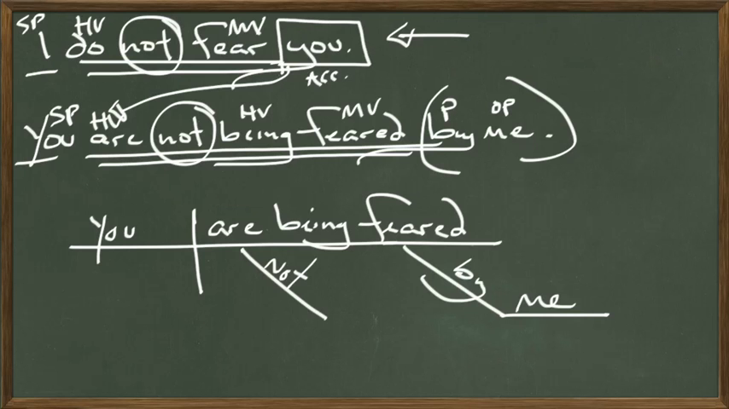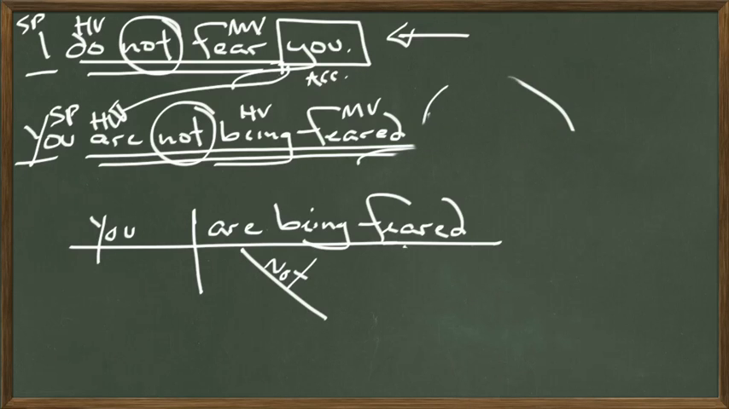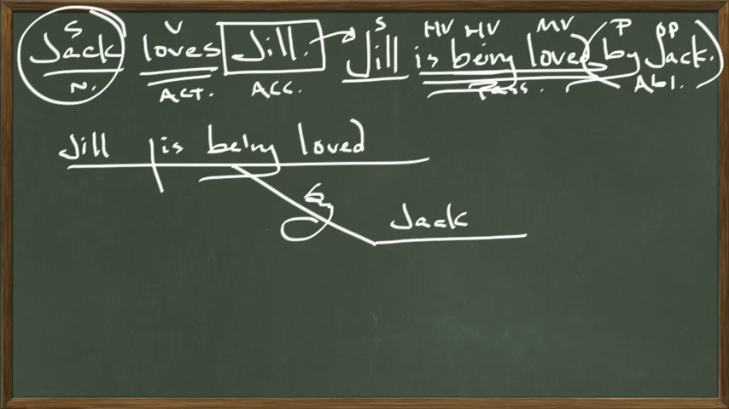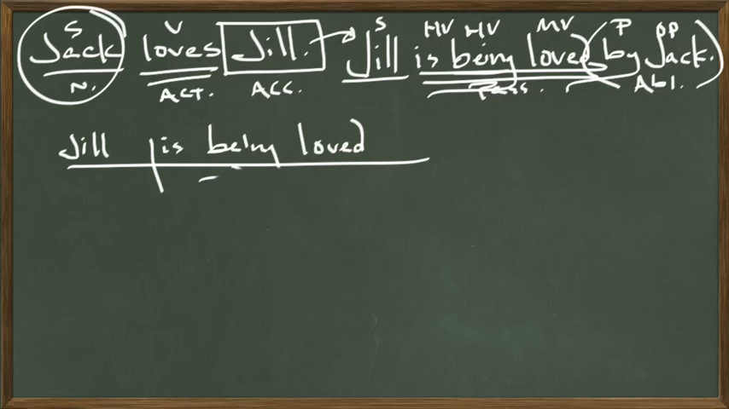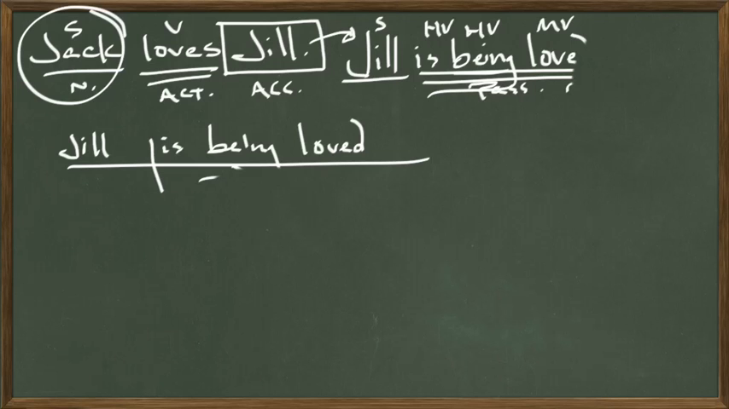You can hide blame. I do not fear you becomes you are not being feared by me. If we want to get rid of the agent, we can just eliminate by me. The sentence still works. You are not being feared. Jack loves Jill. If we want to hide Jack's identity, or the identity of the boy who loves Jill, we could just eliminate the agent. Jill is being loved. We know someone loves Jill, but we don't know whom. Sorry about that.